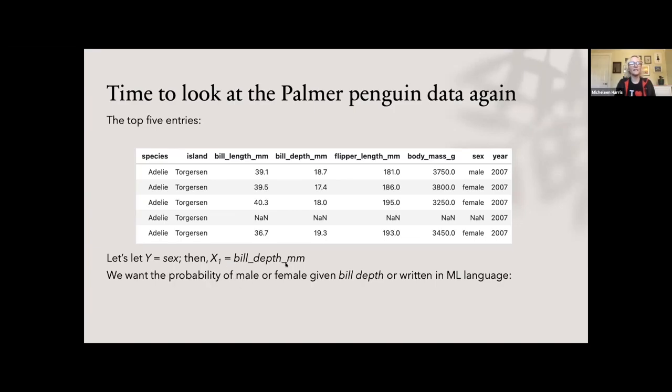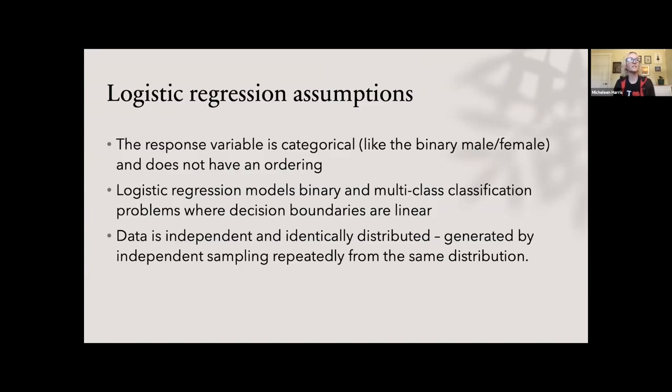Great. So instead of, remember, getting just the raw continuous value for our response, we want probabilities of male or female given bill depth. Written out, you might see these as the probability the response Y is female given X, or is male given X. Some assumptions for logistic regression: obviously our response variable is categorical and doesn't have an ordering. Logistic regression models binary or multi-class classification problems where our decision boundaries are linear. Also, data is independent and identically distributed. It's generated by independent sampling repeatedly from the same population distribution.